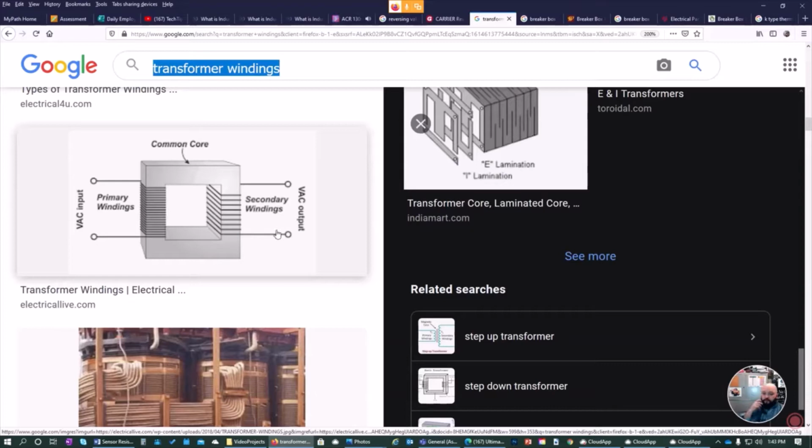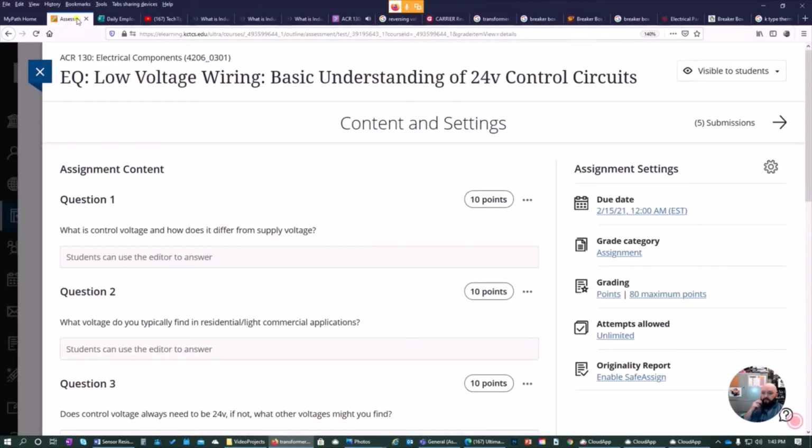So control voltage is usually moving an inductive load on a coil on things like relays, contactors, circuit boards, thermostats, etc. Where supply voltage is actually supplying the voltage needed to do the work. The low voltage going to a compressor, a blower motor, an inducer motor, or what have you.